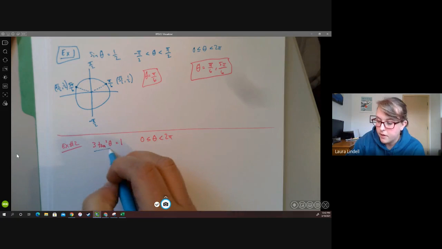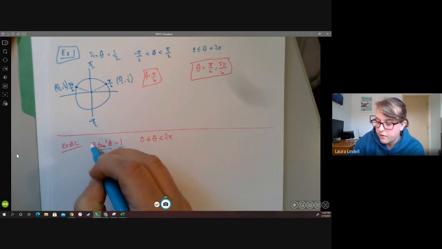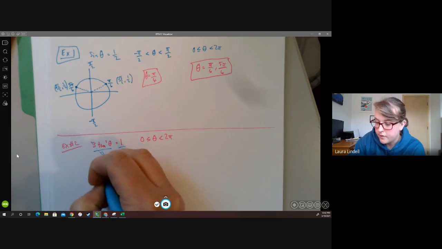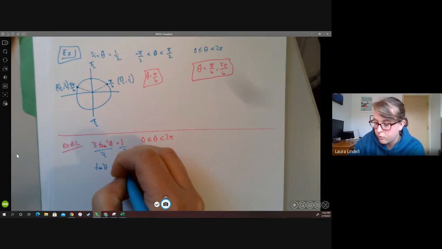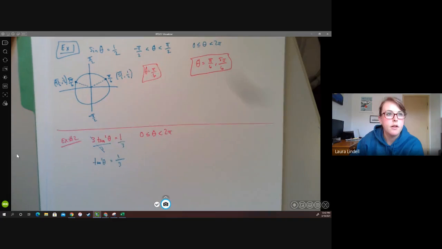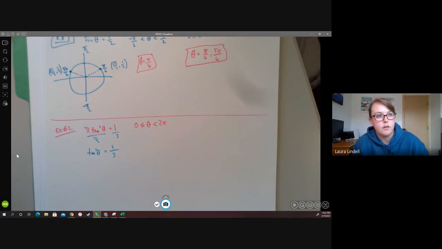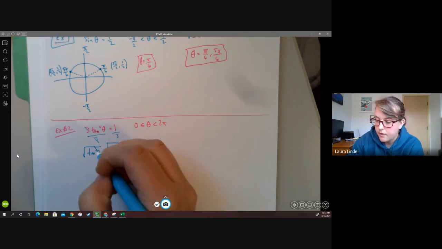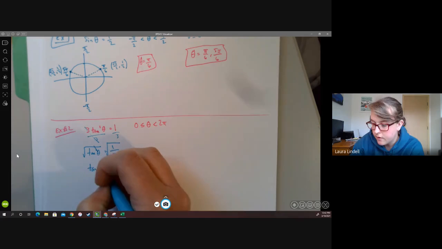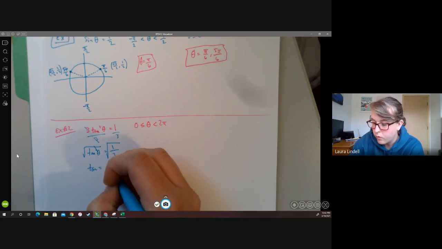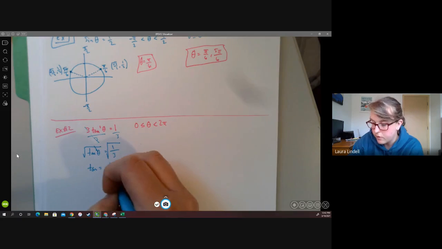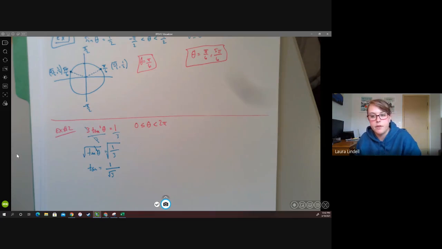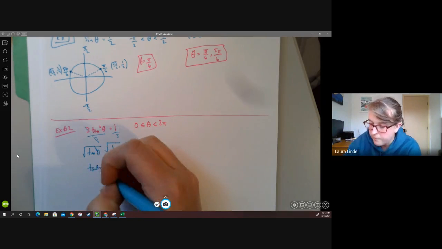For this one, I would start by just dividing by 3 on both sides. So we get tangent squared equals 1/3. Then we can take the square root on both sides. So we just get tangent equals the square root of 1 is 1, the square root of 3 is, we're just going to leave it as the square root of 3. Oops, forgot to put theta.